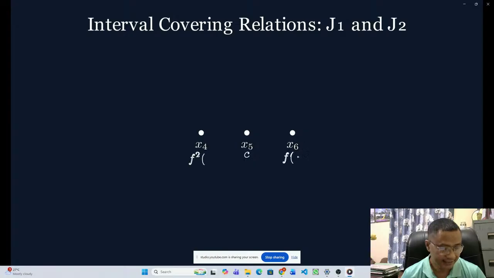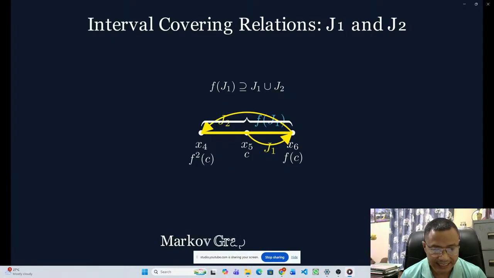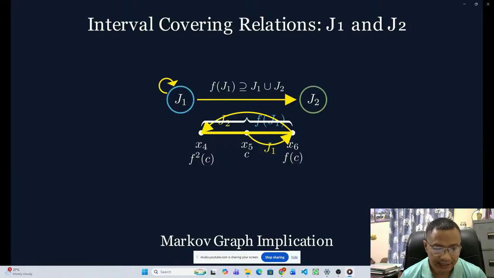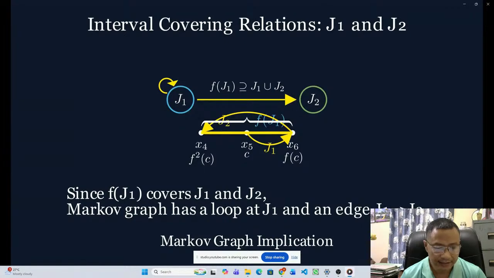Interval covering relation, let us see, and the drawing of directed edges. We know that there is a directed edge from J1 to J2 if f(J1) covers J2. Let us see how it happens. c maps to f(c) and f(c) maps to f²(c). So by the intermediate value theorem, f takes values between f²(c) and f(c), the interval covered by the white brush. That is, f(J1) covers both J1 union J2. So there is a loop at J1 and an edge from J1 to J2.